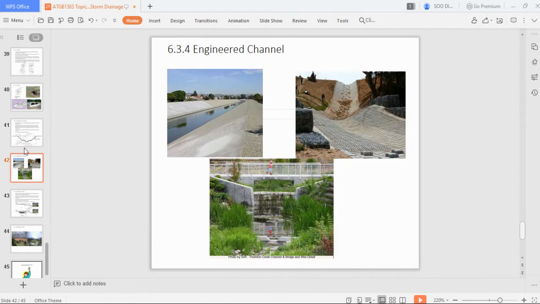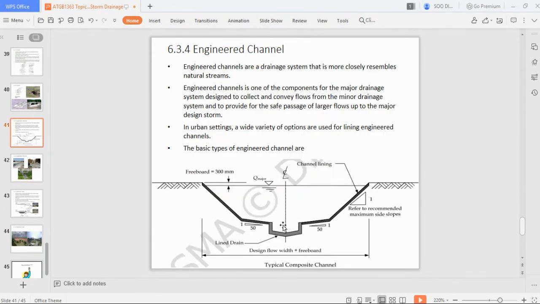So you won't be seeing much of this because this one will be quite big and deep, and then there will be a small channel to allow the rainwater to flow out during the off season. So for this one, you have to go to KL Central, you might be able to see this sort of channel.